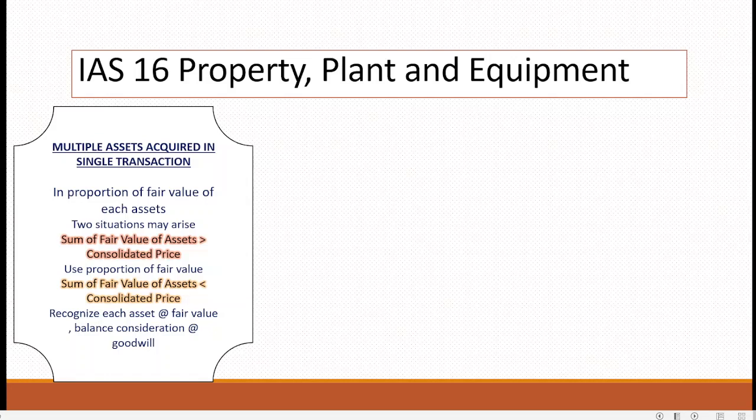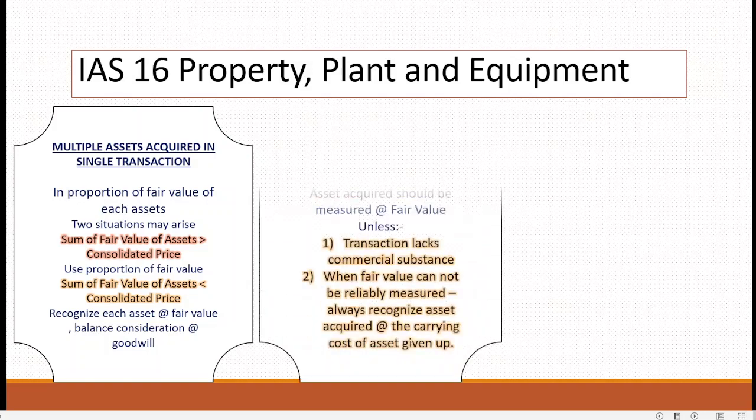In that case, what we do is look at the fair value of the individual assets and compare against the consolidated price. If the consolidated price is more than the fair value, then that amount will be treated as goodwill. If the fair value is more, then you just allocate the consolidated price in the same proportion to the fair value. So that's a simple concept.